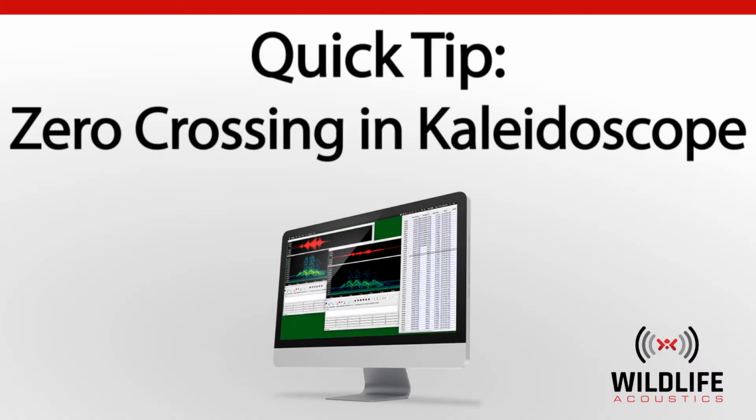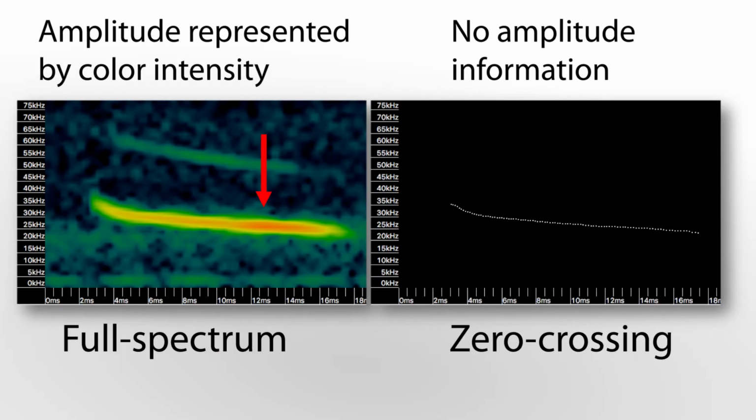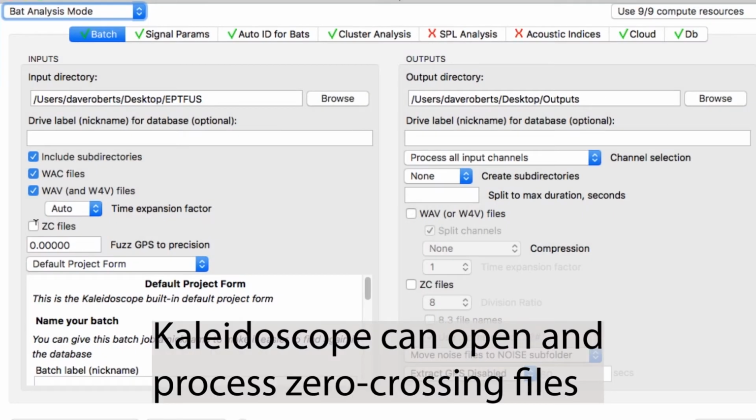How does Kaleidoscope handle zero crossing files? A zero crossing file is a specific format which is typically used to record BAT calls. Unlike a full spectrum file, a zero crossing file does not contain any amplitude information and can only represent a single frequency over time. Kaleidoscope can open and process zero crossing files.